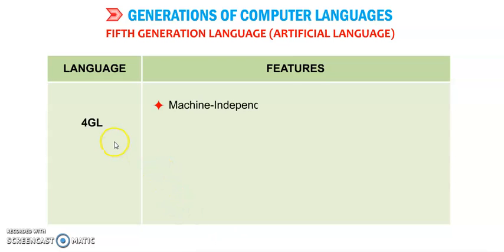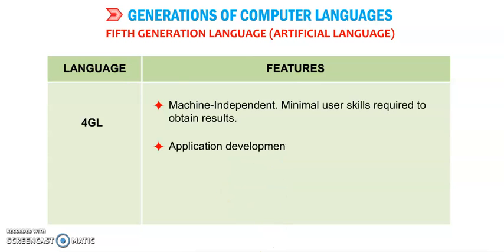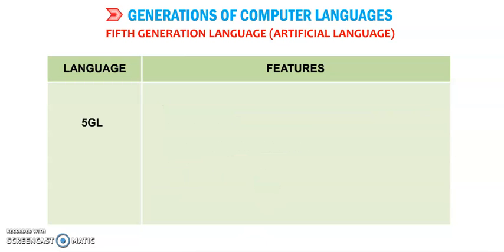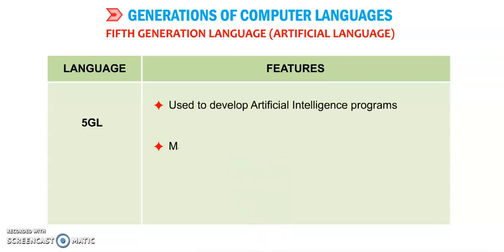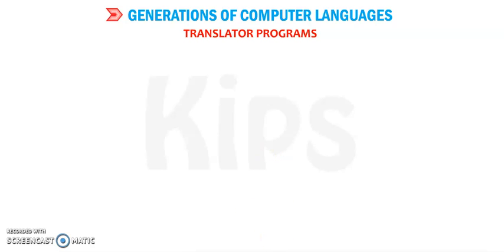Next, 4GL, fourth generation language. It is machine independent, and minimal user skills are required to obtain results. It is an application development tool. Next, 5GL, fifth generation language, is used to develop artificial intelligence programs, is machine independent and easy to learn. Okay, now we have completed all five generation languages.